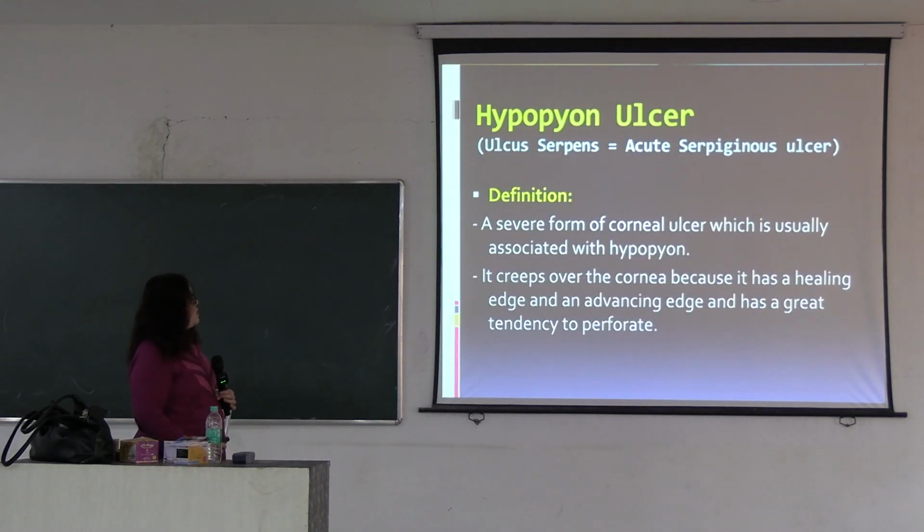Hypopyon corneal ulcer is also called ulcus serpens or serpiginous ulcer, acute serpiginous ulcer. A patient having chronic dacryocystitis is more prone to hypopyon corneal ulcer, and this ulcer creeps over the cornea, that's why it is called ulcus serpens. Here one end is the healing stage and the other end is the growing, advancing edge of the corneal ulcer.